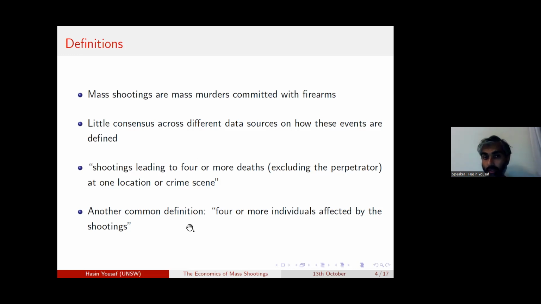But another common definition that's used has another dimension to it. So in the first definition, you are only looking at deaths. There could be some events or mass shootings where you end up having only one death, but a lot of people are injured. So the other definition takes that into account. It says that 4 or more individuals affected by shootings is a definition of mass shooting. In this case, you could be affected even if you're injured. So if there are 0 deaths, but 4 or more injuries, that will also be characterized as a mass shooting. Different sources characterize this differently, and different papers use different definitions.